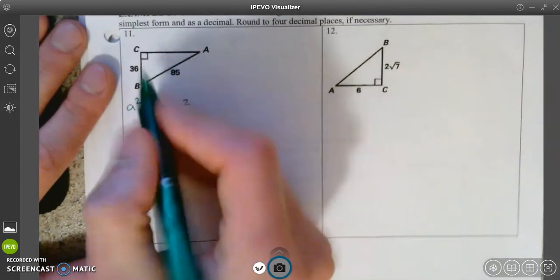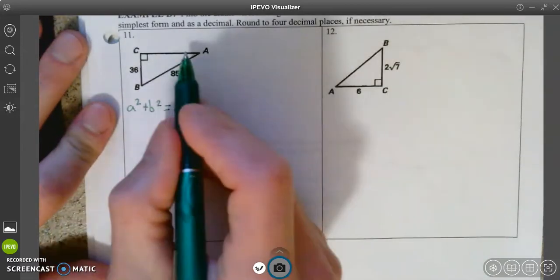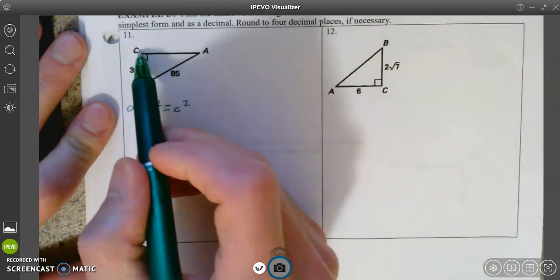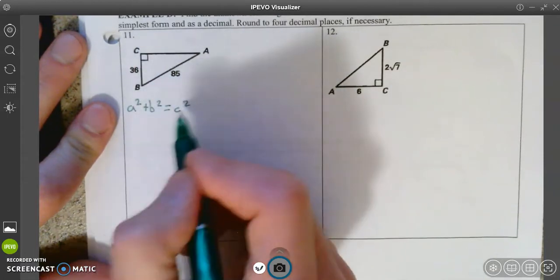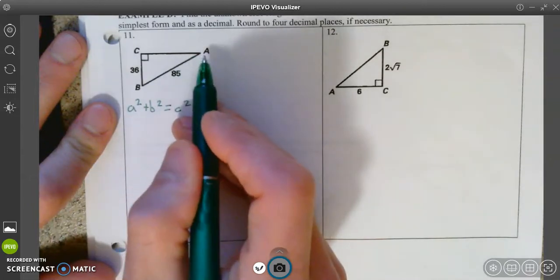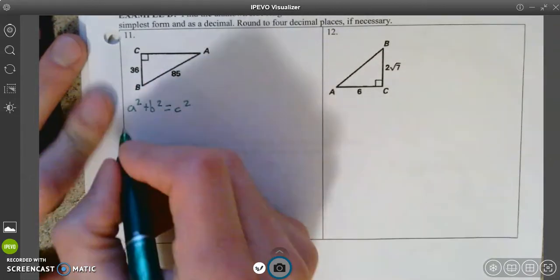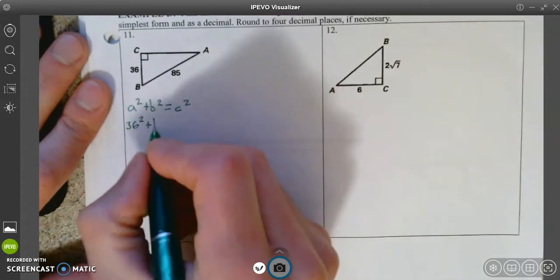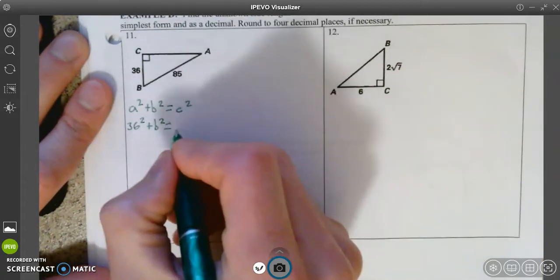So for A, if it gives me a triangle ABC like this, I like C being the right angle because then I can just use the matchup to this. Lowercase a is going to be across from uppercase A. So this is 36, so 36 squared. B is what I'm trying to find out. And then C is the hypotenuse.